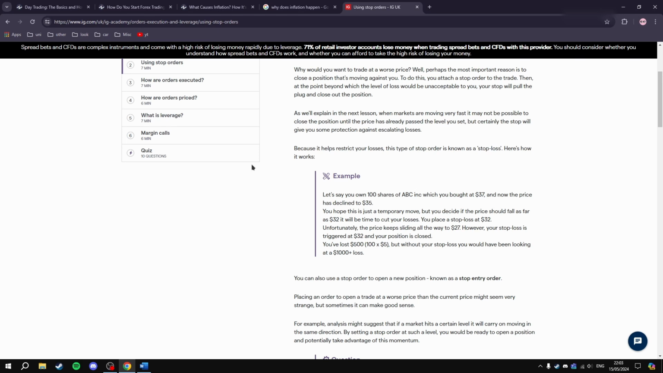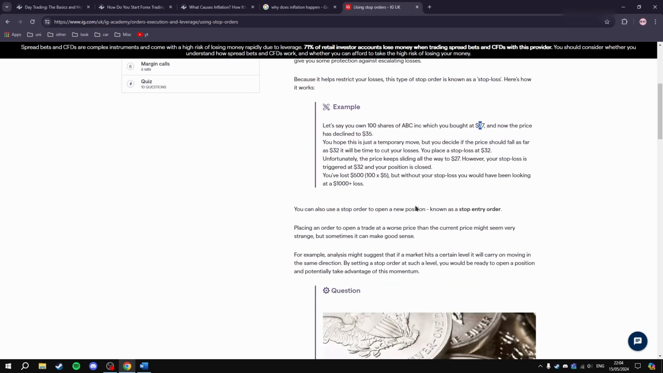Unfortunately, the price keeps sliding all the way down to $27. However, your stop loss is triggered at $32 and your position is closed. You've lost $500 because it's 100 shares losing $5 from 37 to 32. But without your stop loss, you would have been looking at a $1,000 plus loss.